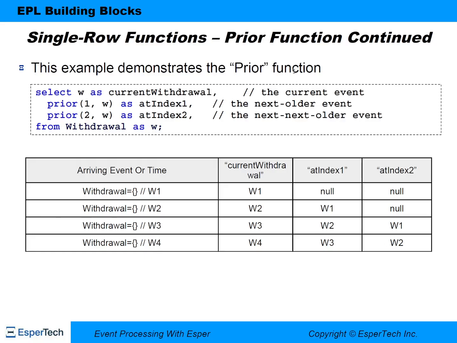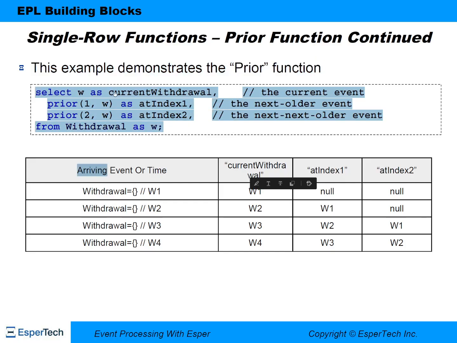This example demonstrates the prior function. Select w as current_withdrawal, prior(1, W) as at_index_1, prior(2, W) as at_index_2 from withdrawal as W.